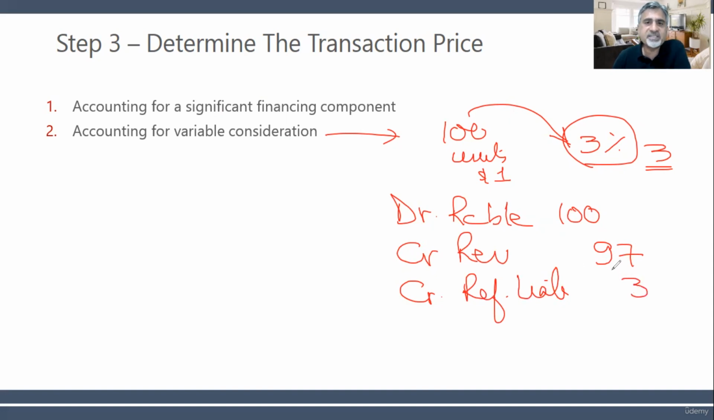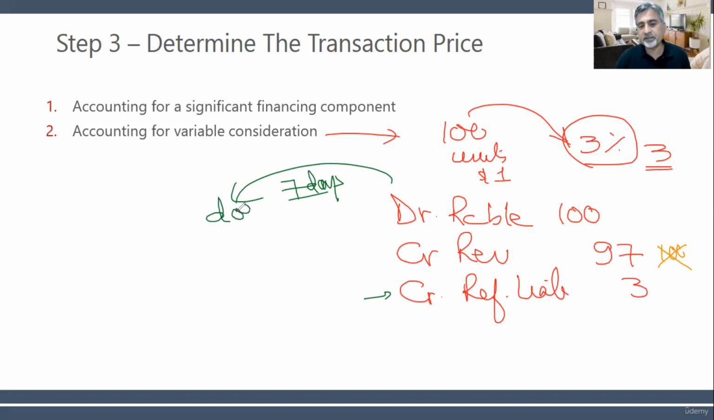You cannot overstate your revenue. If you write down revenue as 100, that would be a mistake, because you are overstating the revenue. You know that it will come back. So don't put it in revenue. Leave it separately and put it as refund liability. And then after 7 days, which is the return period, because usually you give a return period, let's suppose the customer does not return the goods.